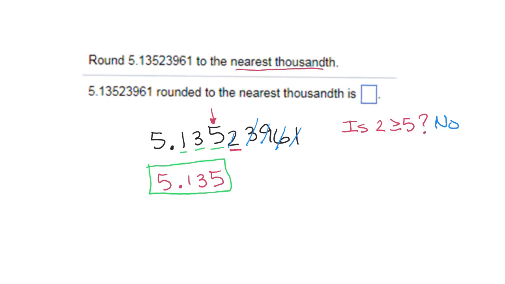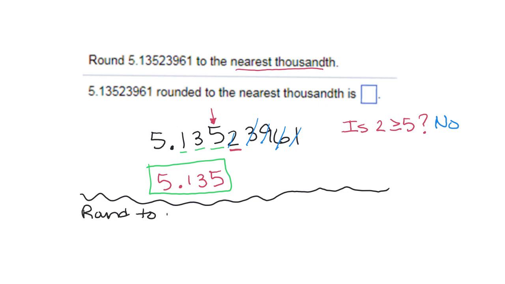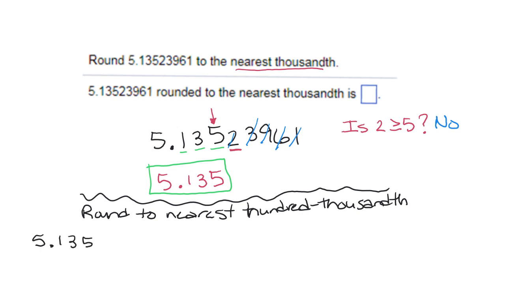All right, let's say I take that number again, but I want you to round to the nearest 100 thousandths. Leave myself enough room. 100 thousandths. All right, so again, I'm going to take this number. I have 5.13523961. And let's go find that 100,000th position.